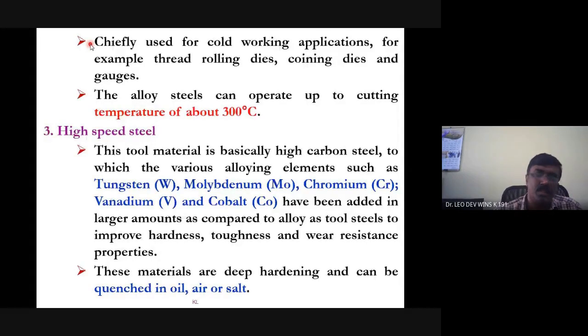And this is also quenched in oil, air, or salt solution. The property of this material may be changed by dipping the hot high speed steel in such media, like oil, air, or salt.